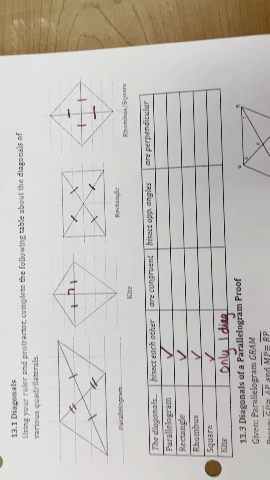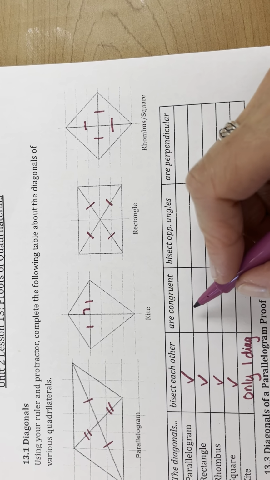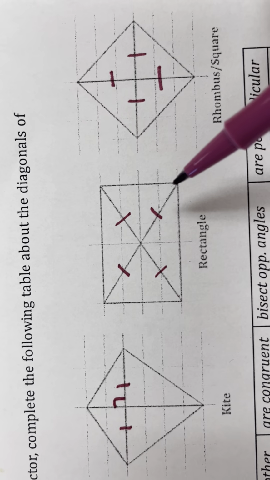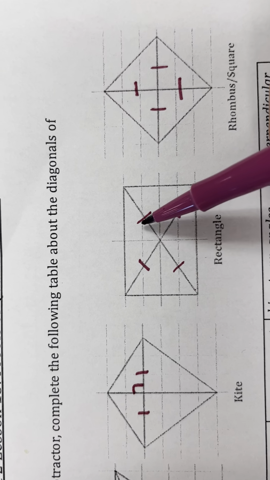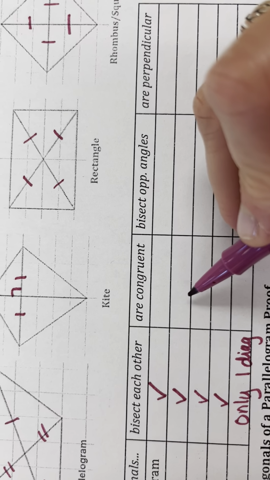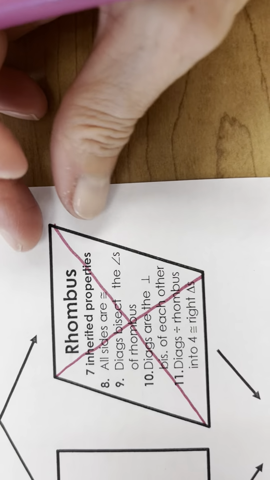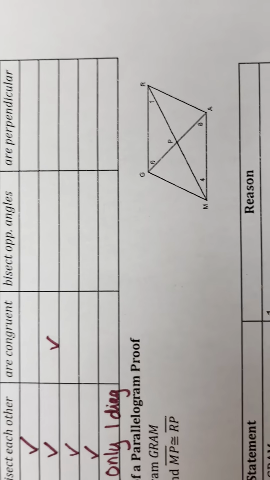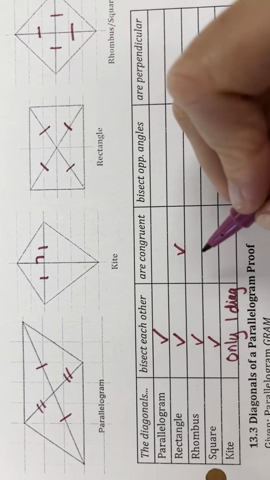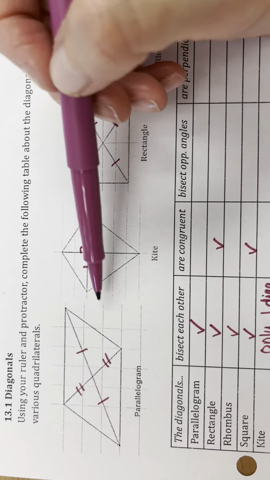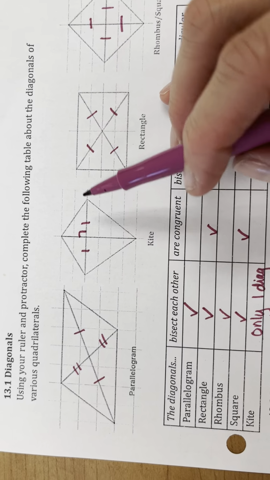All right, so in a parallelogram, are the diagonals congruent? No. In a rectangle, yes. If you measure those, you can see that they are the same. And I know they are because these are all congruent, so they have to be the same length. So we can check off rectangle, they're congruent. Rhombus is like a parallelogram. It's got that elongated shape, just a little bit. But those diagonals are not congruent. And then in the square, yes. And then obviously in the kite, it's not. It's longer this way than it is this way.